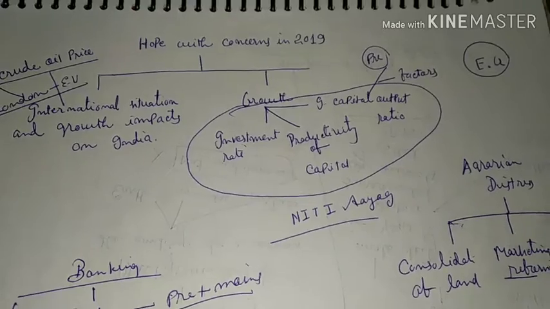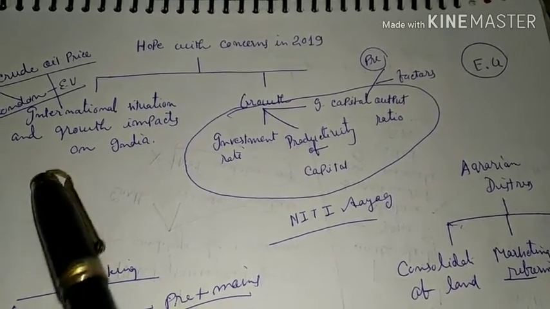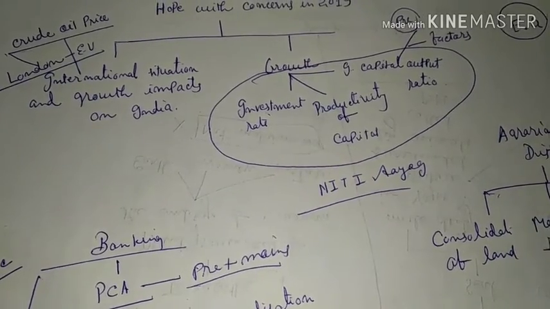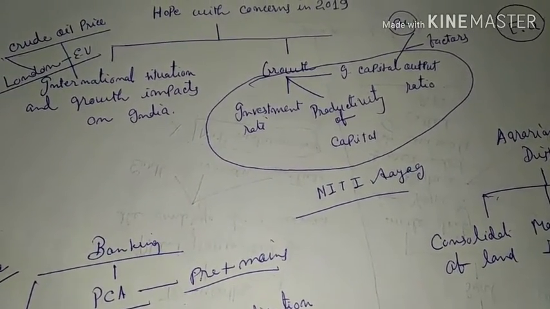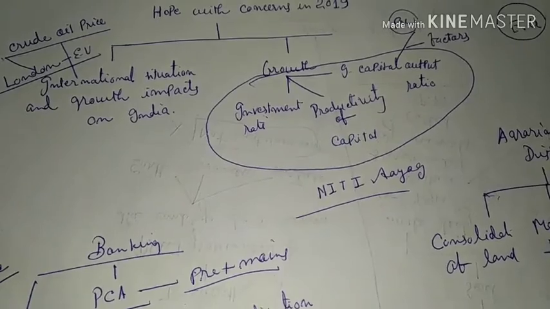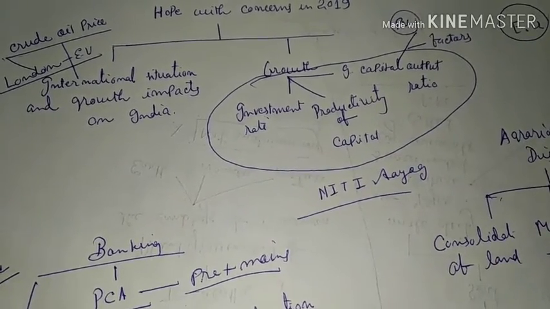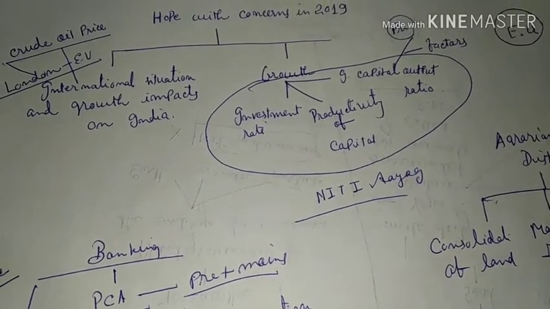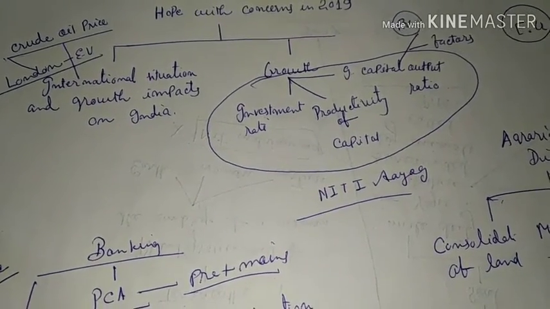First, it shows the factors impacting growth in India. There are some recent international events which have adversely impacted Indian growth, like crude oil price and the separation of the UK from the European Union. So try to find out how these two incidents have impacted the growth of India.